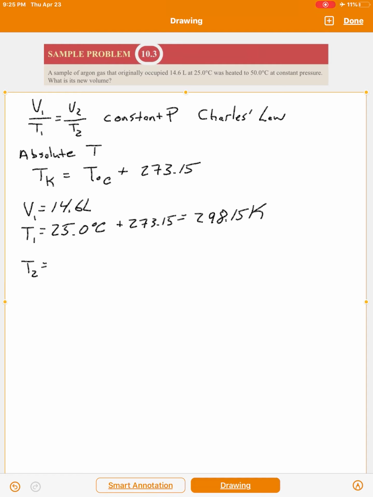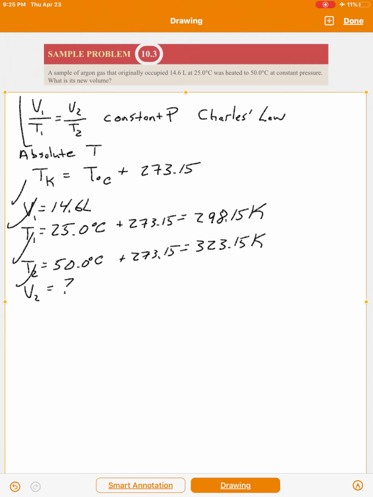Then it says it's going to get heated to 50 degrees C. New temperature, right? So let's add 273.15. And what does that come out to? 323.15 Kelvin. Okay, so now we want to know what the volume is. So I'm going to call that V2. Original volume, original temperature, new volume.